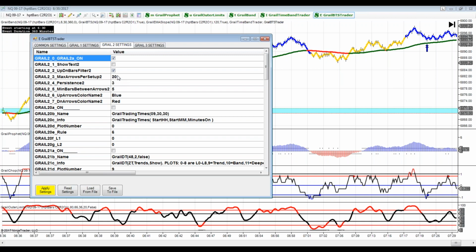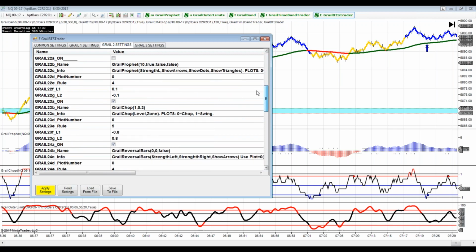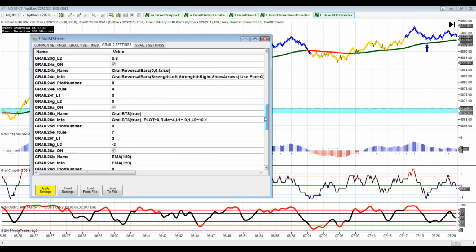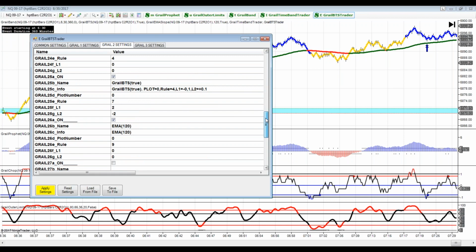It's very rare that, I mean, you should be done trading if you get a sequence of 13 or 14 up arrows in a row. I mean, you'd be hitting it big time. You have 20. So I did change the default. All right, so what are the settings again? Chop, reversal bars, BTS, and EMA. Those are the settings.